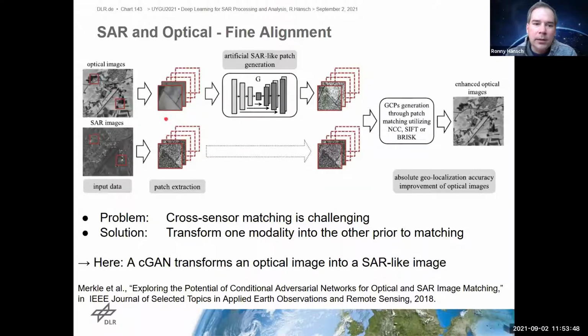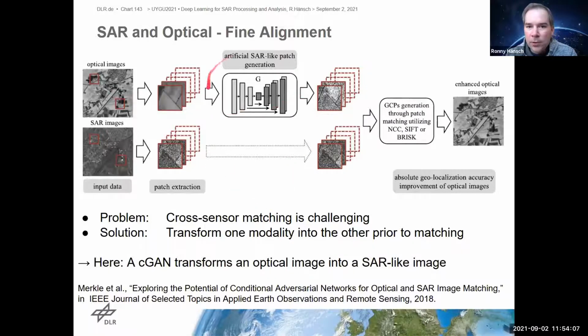They actually tried both, but they decided in the end to put the optical images into a neural network to produce something that looks like SAR, and then use the matching between that and the real SAR images, instead of transforming SAR into optical.